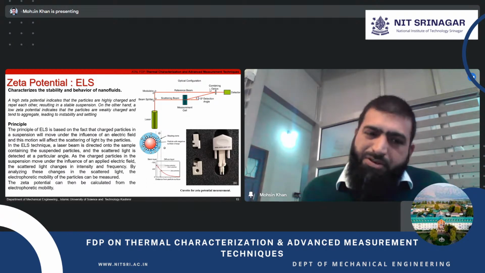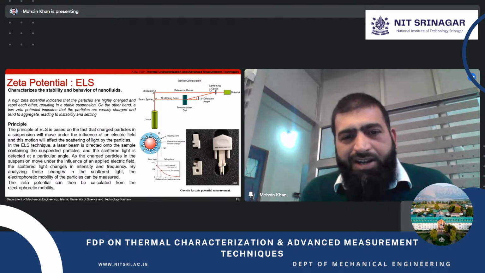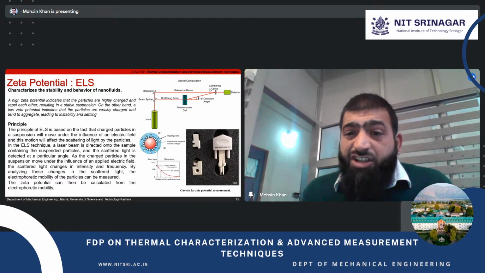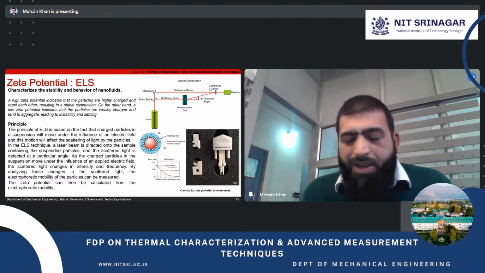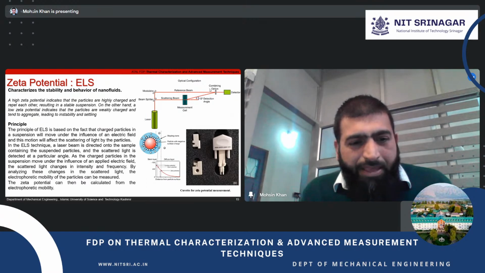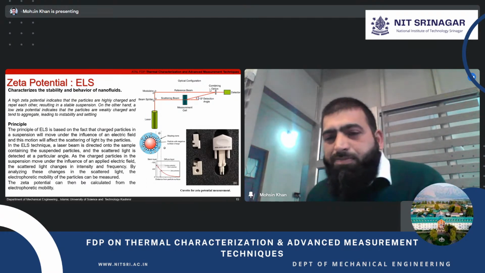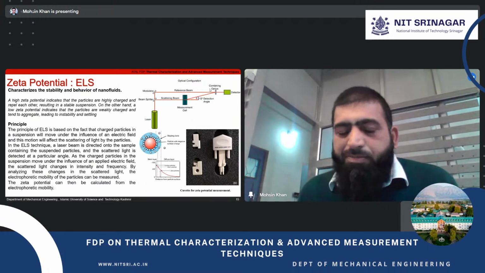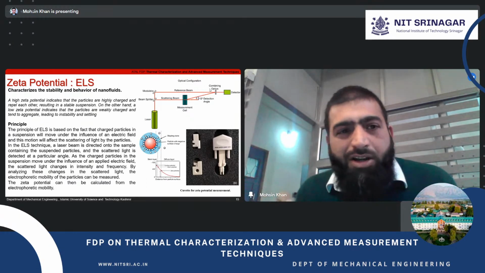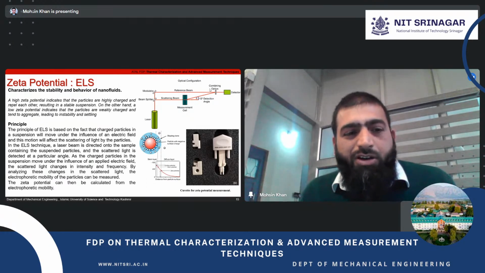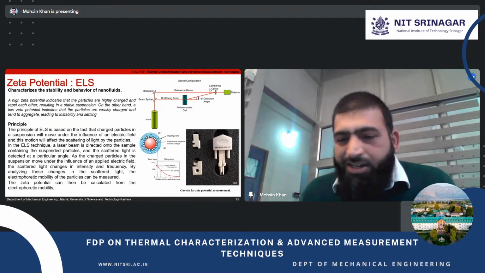As the charged particles in the suspension move under the influence of an applied electric field, the scattered light changes its intensity and frequency. By analyzing these changes in the scattered light, the electrophoretic mobility of these particles can be measured. This essentially works on the principle of measuring the electrophoretic mobility. That's why it's called the electrophoretic light scattering method.